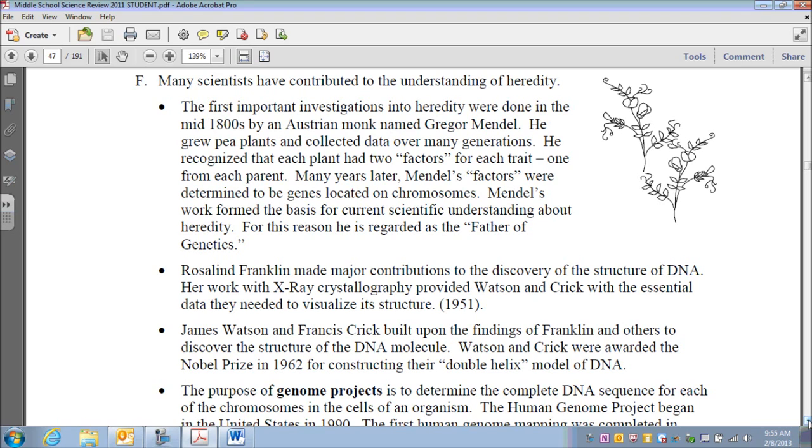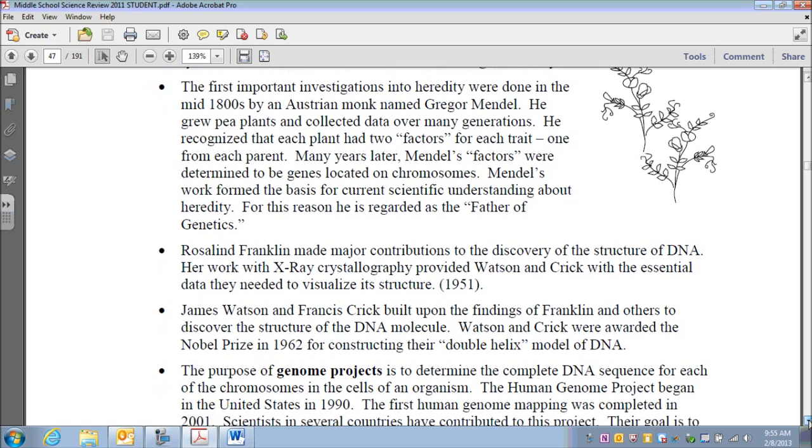Rosalind Franklin made her major contributions to the discovery of the structure of DNA. Her work with X-ray crystallography provided Watson and Crick with the essential data they needed to visualize its structure. 1951. James Watson and Francis Crick built upon the findings of Franklin and others to discover the structure of the DNA molecule. Watson and Crick were awarded the Nobel Prize in 1962 for constructing their double helix model of DNA.